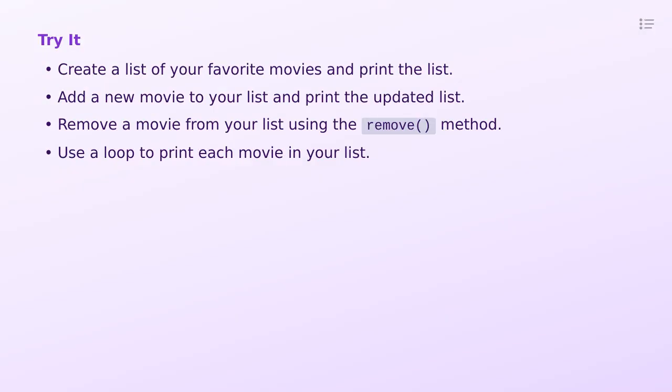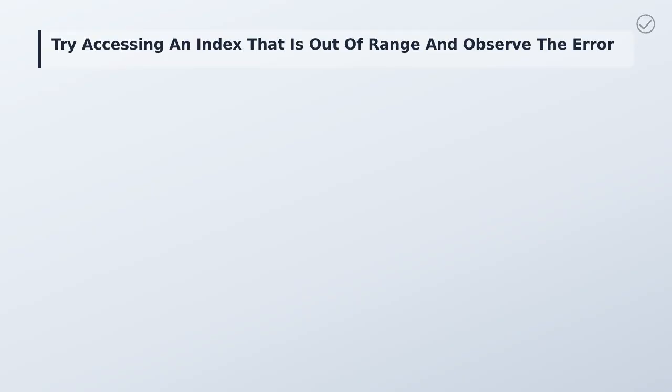Now put what you've learned into practice. First, create a list of your favorite movies and print the list. Also, add a new movie to your list and print the updated list. Also, remove a movie from your list using the remove method. Finally, use a loop to print each movie in your list. Go ahead and try this yourself before moving on.